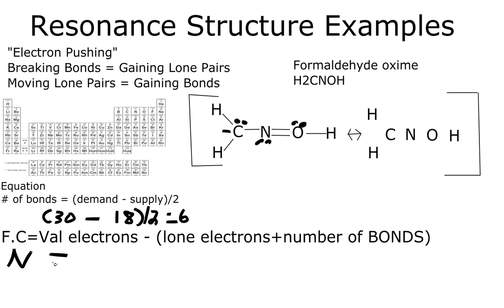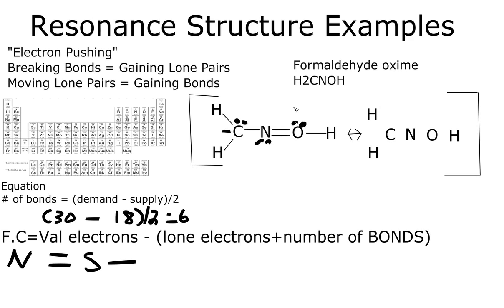Okay. Now let's check the nitrogen. Nitrogen is in group 15, so it has 5 valence, minus the lone electrons, which is 1, 2, minus the number of bonds, 1, 2, 3, a single and a double, so that's 1 plus 2, which is 3. So we have 5 minus 5, and that's 0. So this nitrogen does not have a formal charge, so moving on.